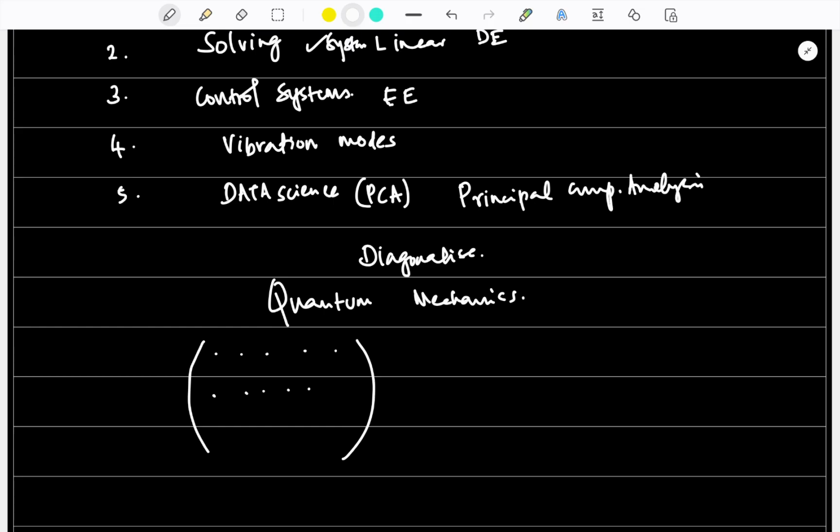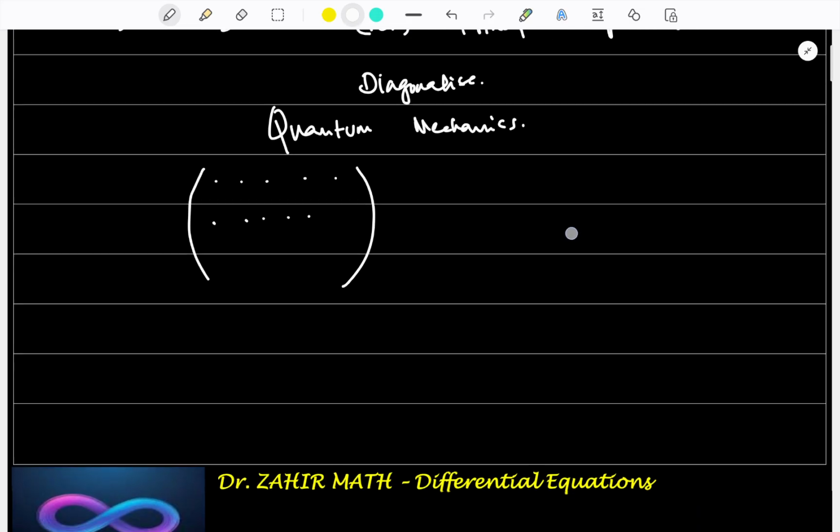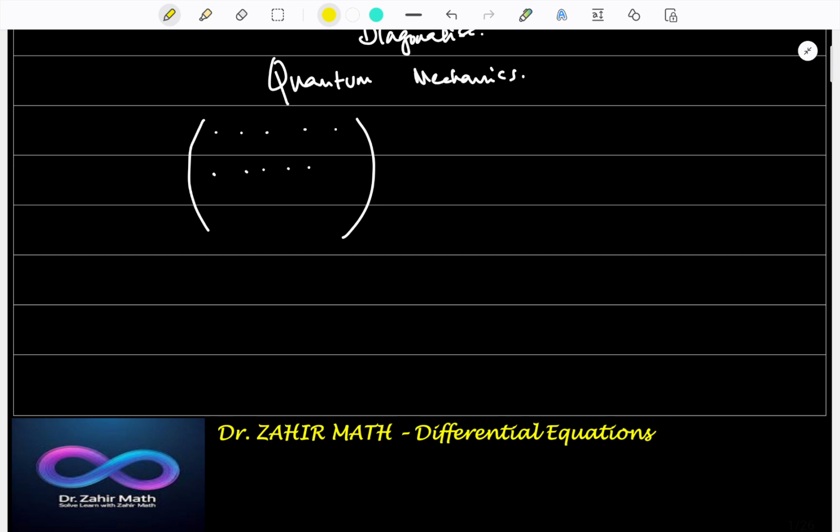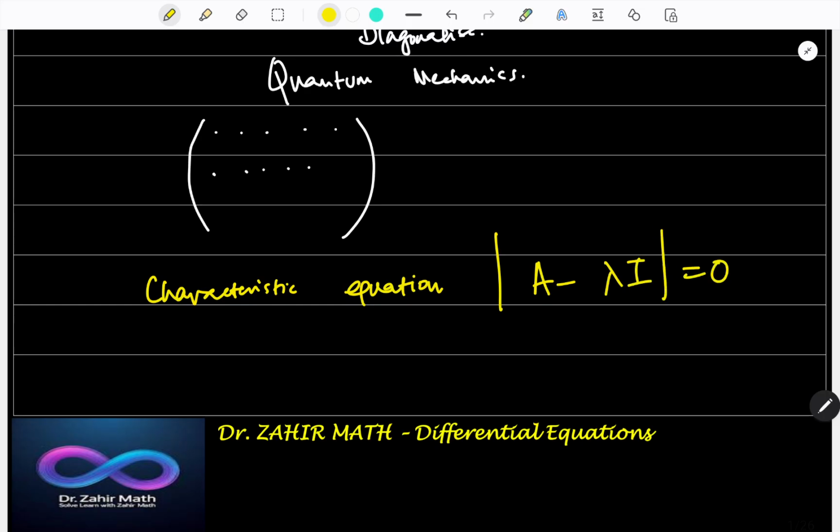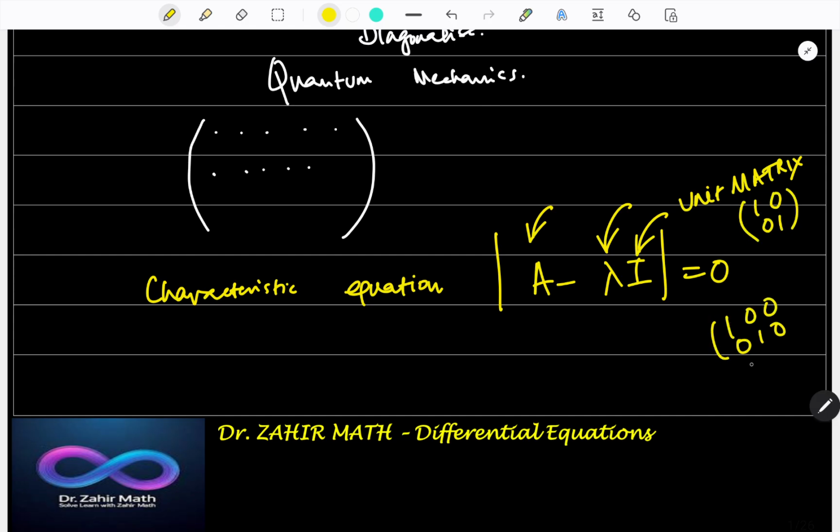Now, what is an eigenvalue? What is an eigenvector? For eigenvalues, remember: suppose A is a square matrix of order n, then the nth degree equation is called the characteristic equation, which is given by determinant of A minus lambda I equals 0. A is the given matrix, lambda is the scalar and I is the unit matrix. What is a unit matrix? If it is 2 by 2, it is 1, 0, 0, 1. If it is 3 by 3, it is 1, 0, 0, 0, 1, 0, 0, 0, 1.